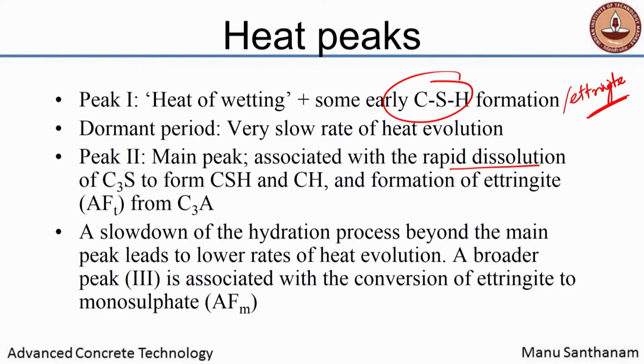Then in the dormant period there is a very slow rate of heat evolution. This is followed by the main peak, which is associated with rapid dissolution of C3S to form CSH and formation of ettringite from C3A.